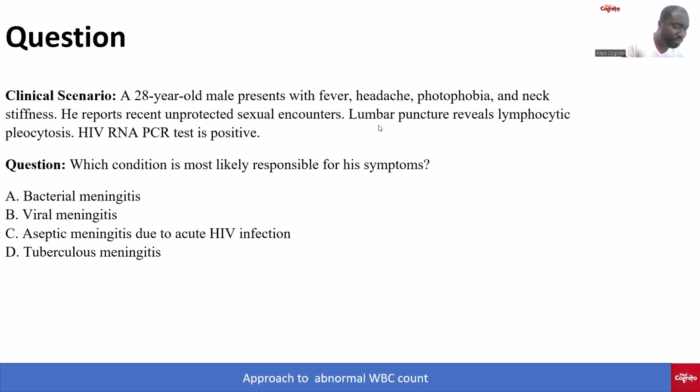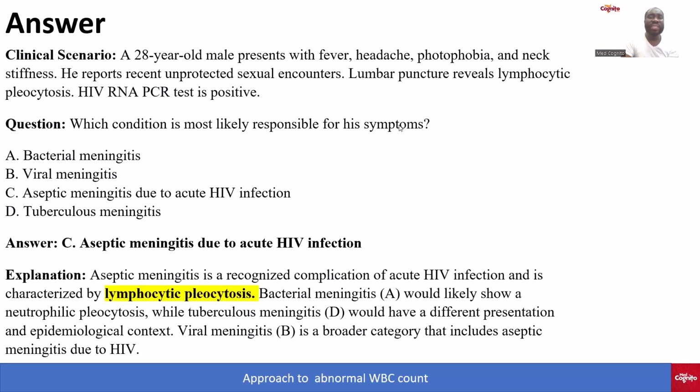And I can see that some people are going for B, some people are also going for A. What is the right answer? The right answer is C. Why? Aseptic meningitis is a recognized complication of acute HIV infection. And what is one key characteristic of aseptic meningitis? The patient will present with lymphocytic pleocytosis.